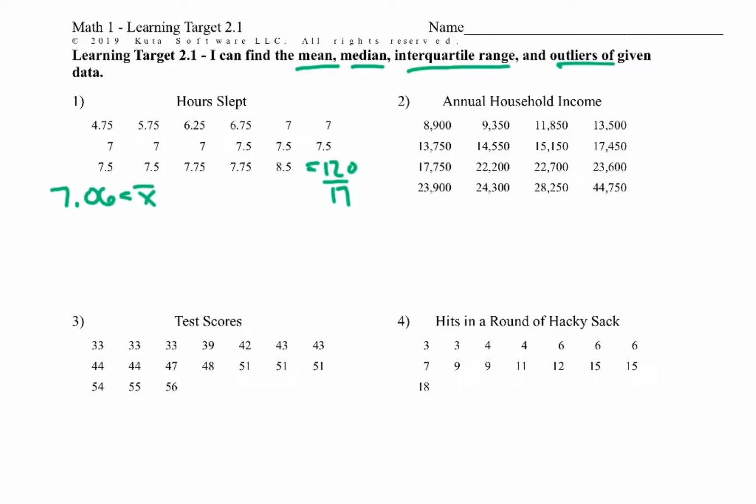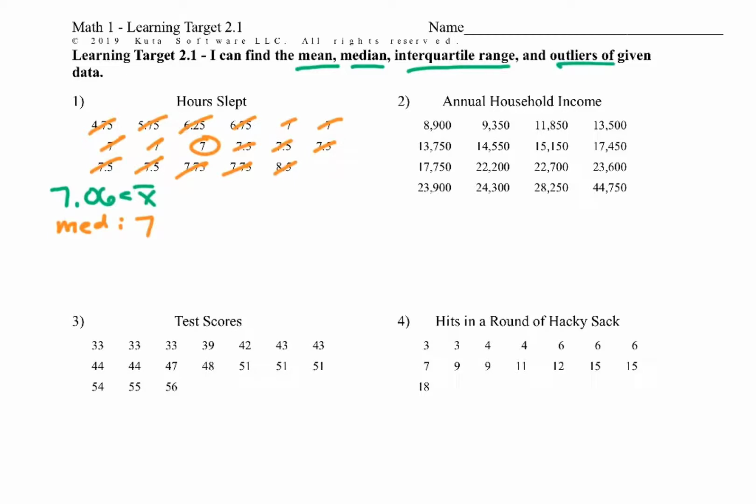Okay. Now the median, we just find the one in the middle. That's the easy one. So we start eliminating highest and lowest till we come up with our median, which in this case is 7.